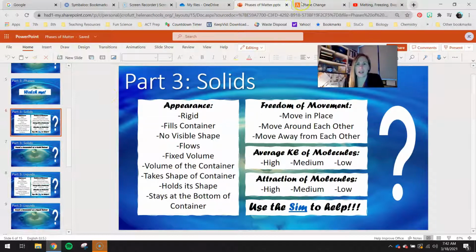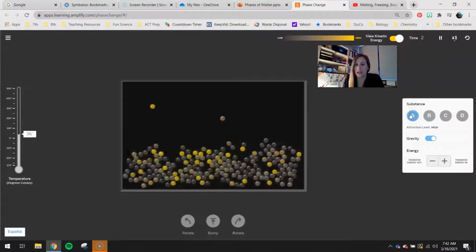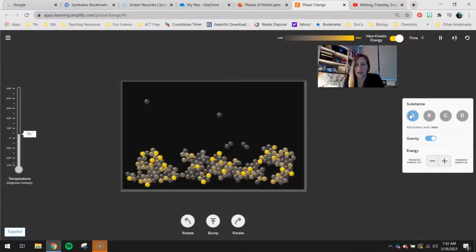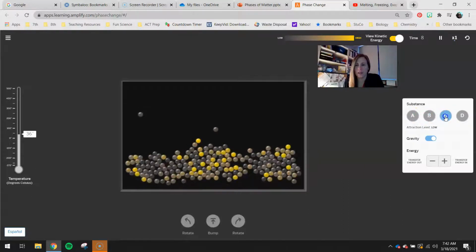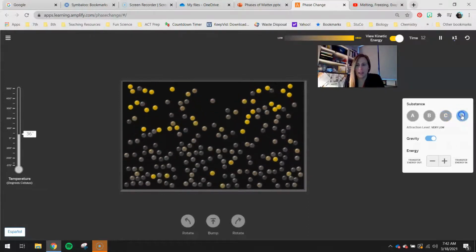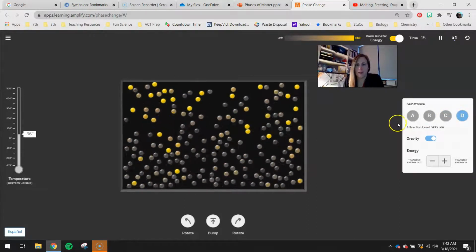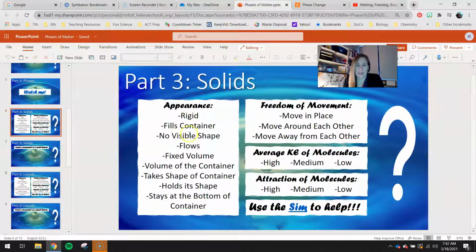But the main thing I want you to do is find a substance that's a solid. So hit play first. Then you can click through each of these different substances, A, B, C, and D, and figure out what you think is a solid. Then pay attention to some of the appearances. You will use your draw tool for these.